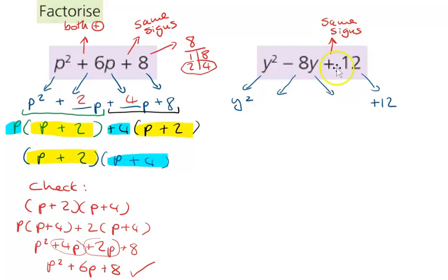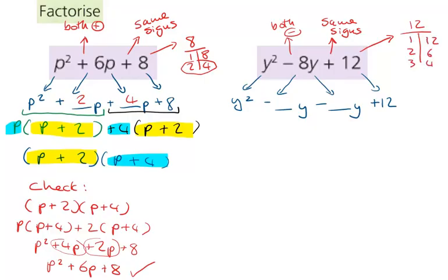So this plus tells me the signs are the same. And this minus tells me they're both minus. So I have minus something y, minus something y. I then get the factors of 12. And I'm going to choose 2 and 6 to give me minus 8. So minus 2y minus 6y gives me minus 8y.